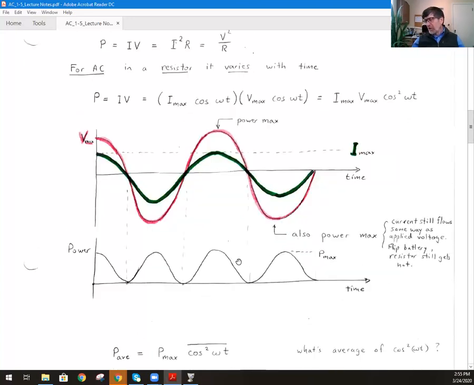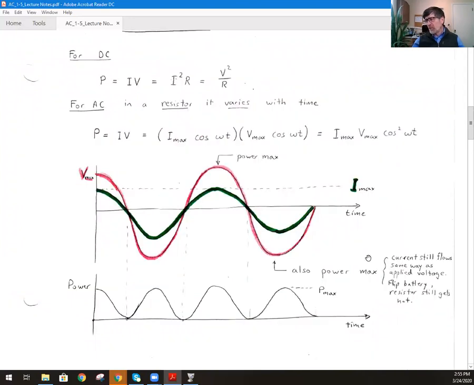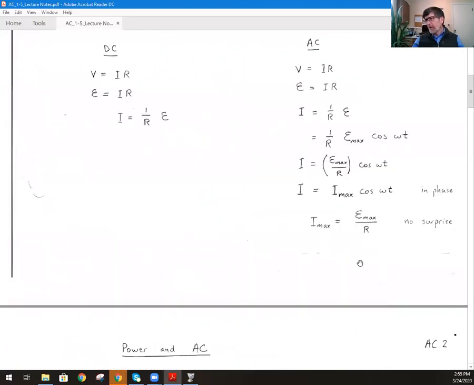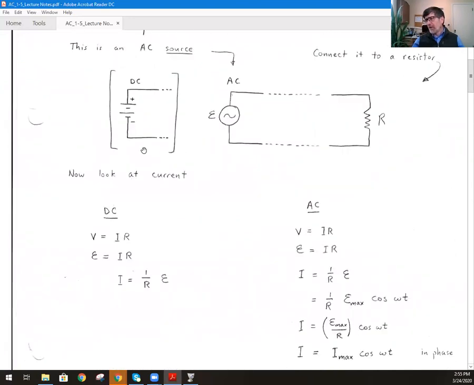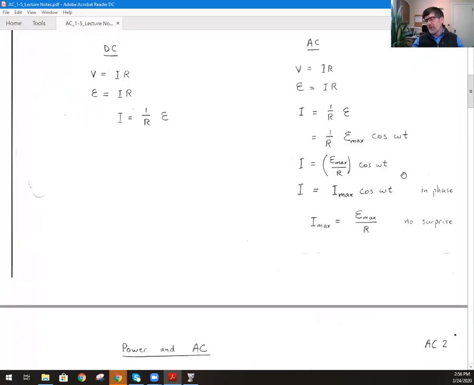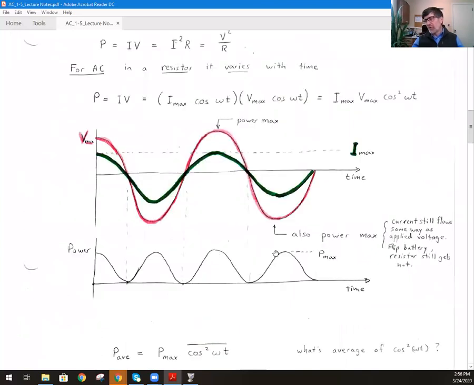You've got power that's always positive, which makes sense if you go back to the original circuit and just imagine that you had switched the battery and made the current flow the other direction. The resistor would still be using power. It wouldn't be giving up power. It would still be using it. The battery would still be supplying power. The resistor would still be getting hot. It wouldn't be getting cold. So it doesn't matter which way current flows. The resistor gets hot and it uses power. So that maybe explains why the power is always positive here.